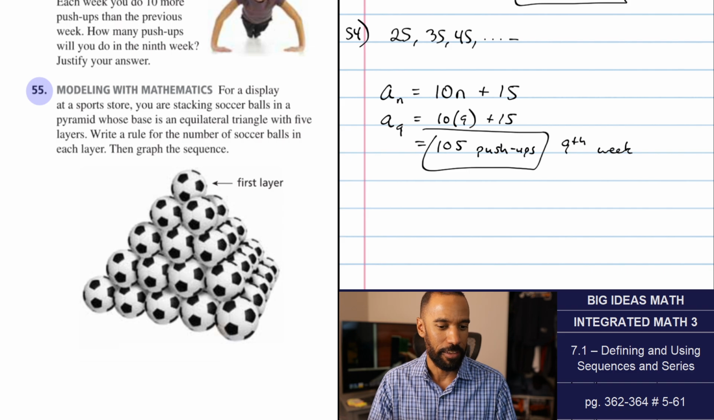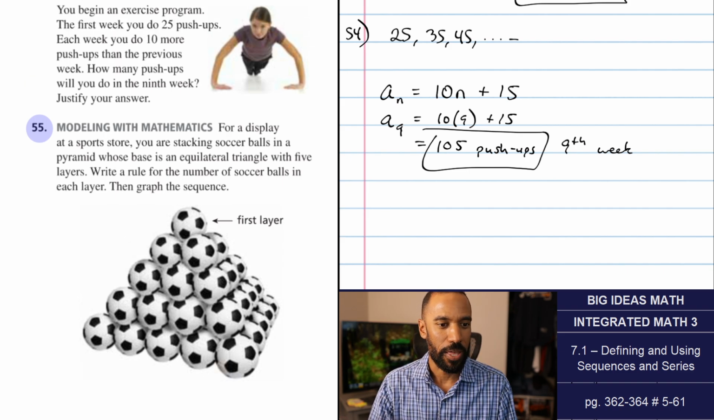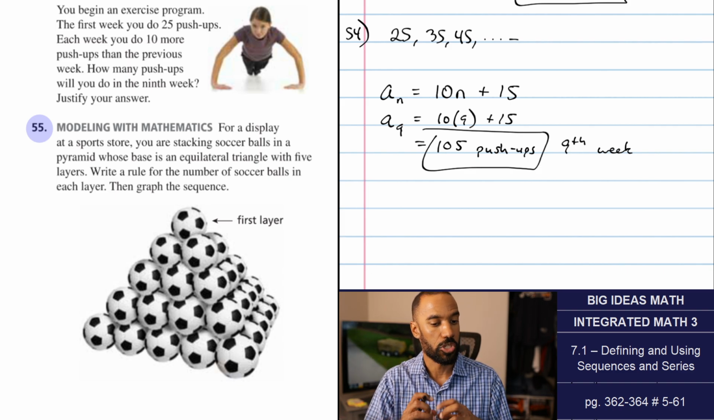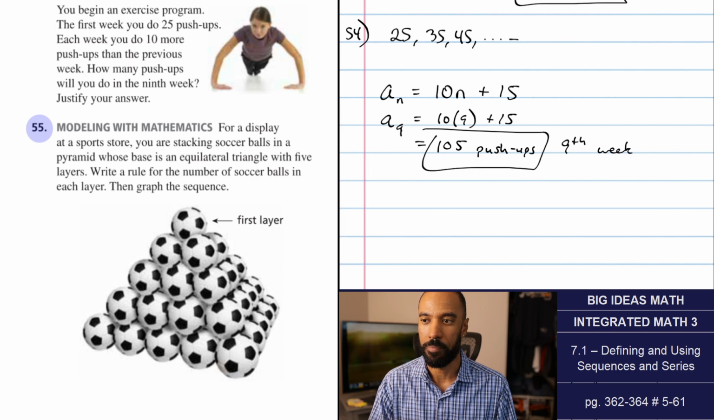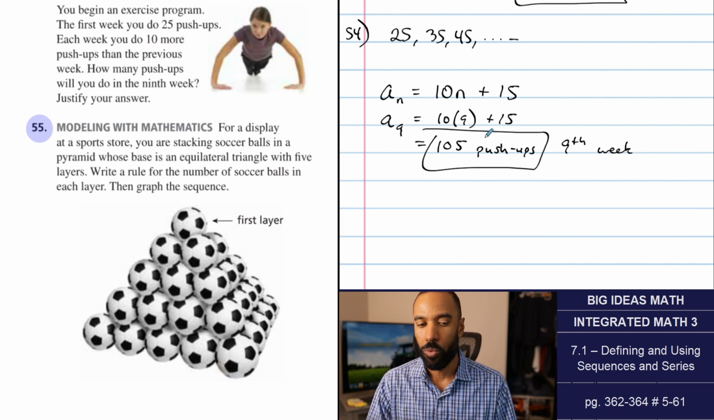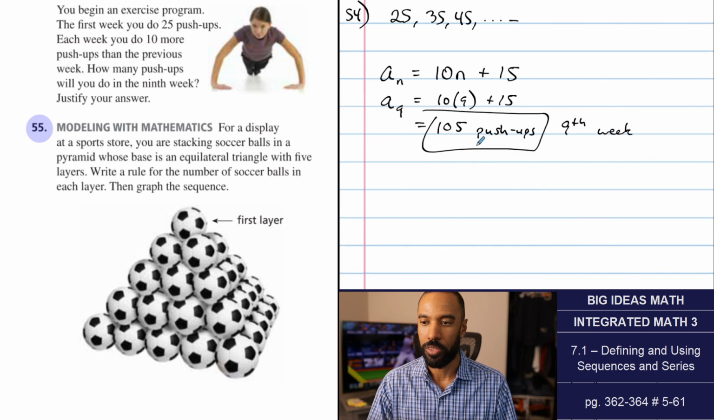Number 55. For a display at a sports store, you are stacking soccer balls in a pyramid whose base is an equilateral triangle. Okay, so it's not a square base. It's an equilateral triangle base, okay? With five layers. Write a rule for the number of soccer balls in each layer, then graph the sequence.